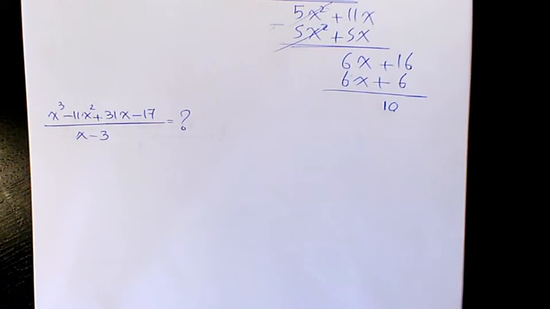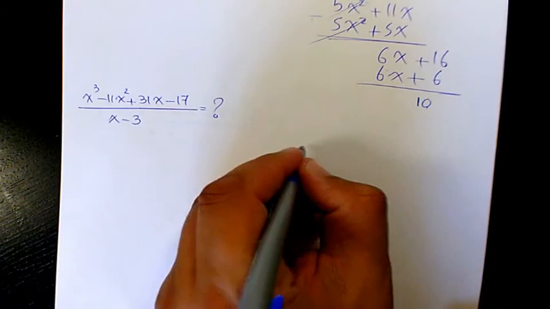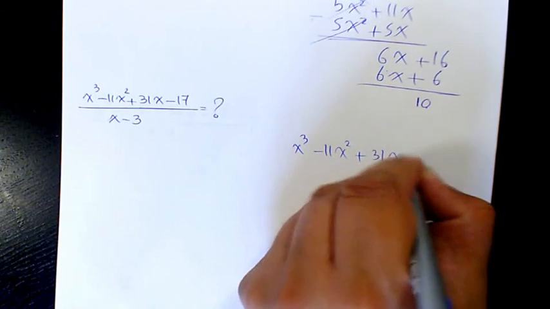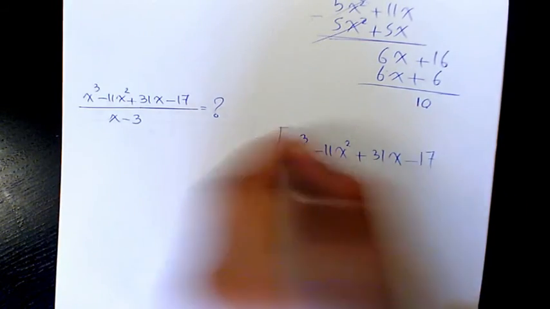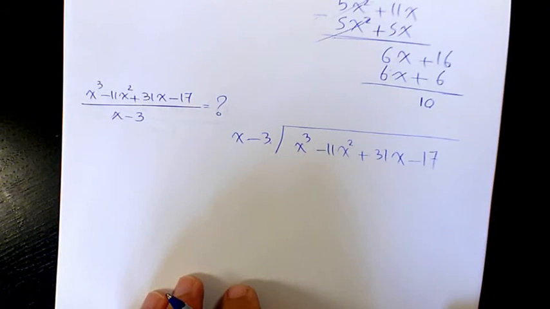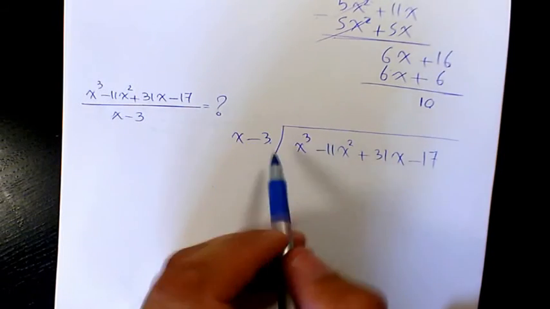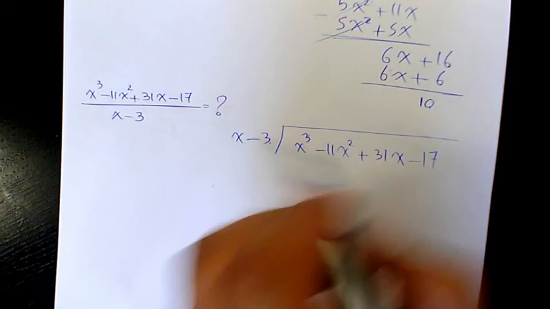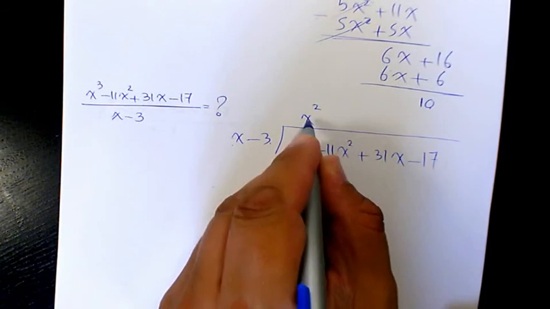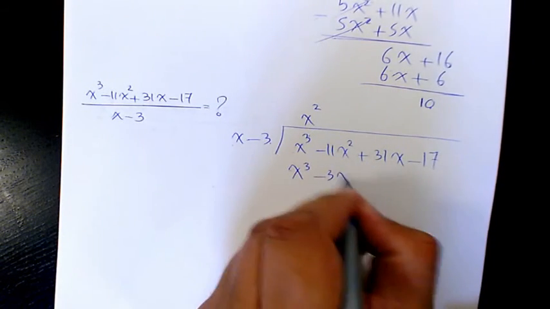Then that is the remainder to this question. Next example is x cubed minus 11x squared plus 31x minus 17 divided by x minus 3. So x cubed divided by x is going to be x squared. x squared times x is x cubed. x squared times negative 3 is negative 3x squared.